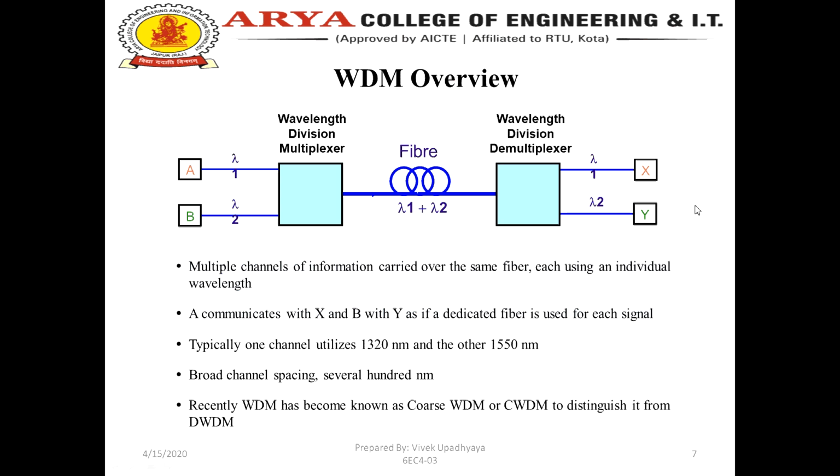Multiple channels of information are carried over the same fiber, each using an individual wavelength. A communicates with X and B with Y as if a dedicated fiber is used for each signal. Typically one channel utilizes 1320 nanometers and the other 1550 nanometers. Broad channel spacing is several hundred nanometers. Recently WDM has become known as coarse WDM, or CWDM, to distinguish it from the DWDM.